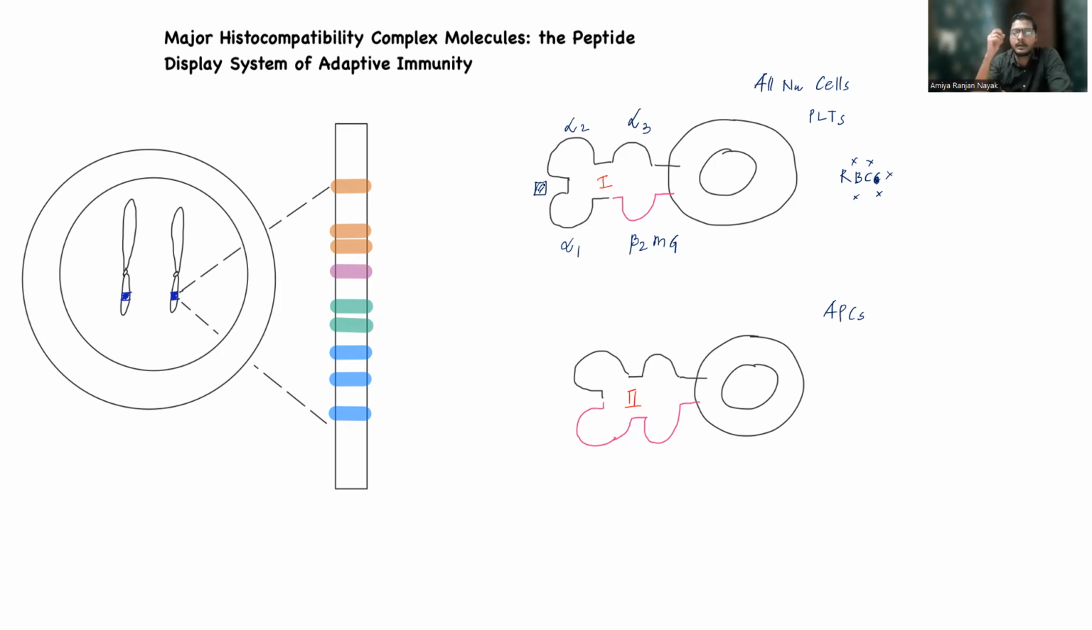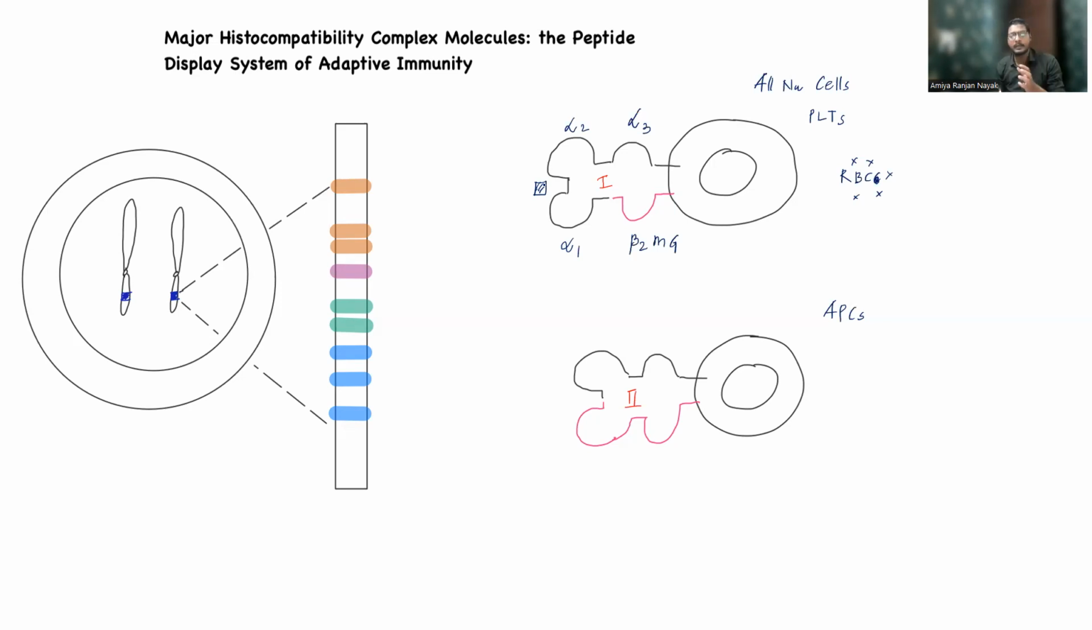One more concept we need to understand is that the MHC class 1 molecule should be able to present different types of peptide antigens to T lymphocytes. That is why this antigen binding groove should be polymorphic. That means in a particular cell, different MHC molecules should have different types of antigen binding groove so that they will be able to present different types of antigens to the T lymphocytes. So the alpha 1 and alpha 2 domains of the MHC class 1 molecule are polymorphic in nature.